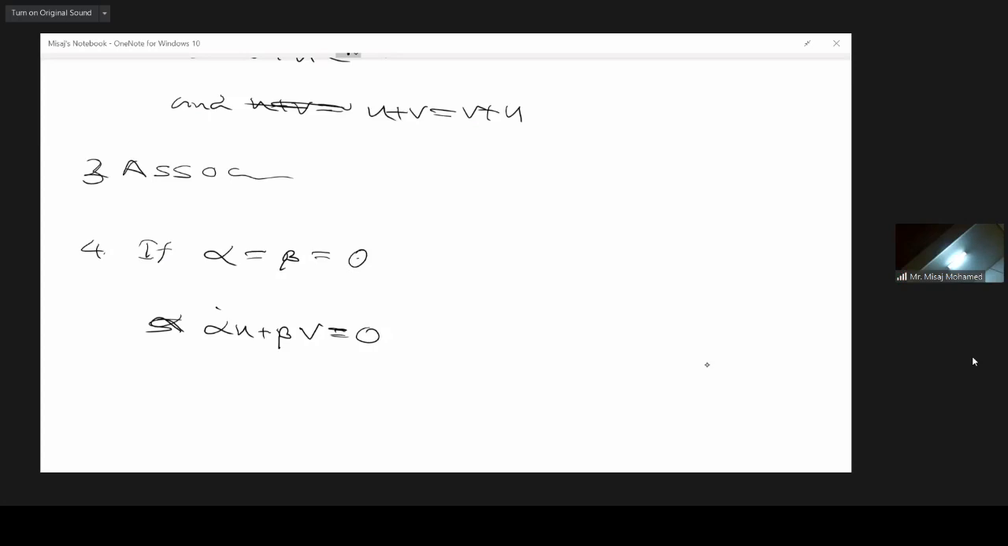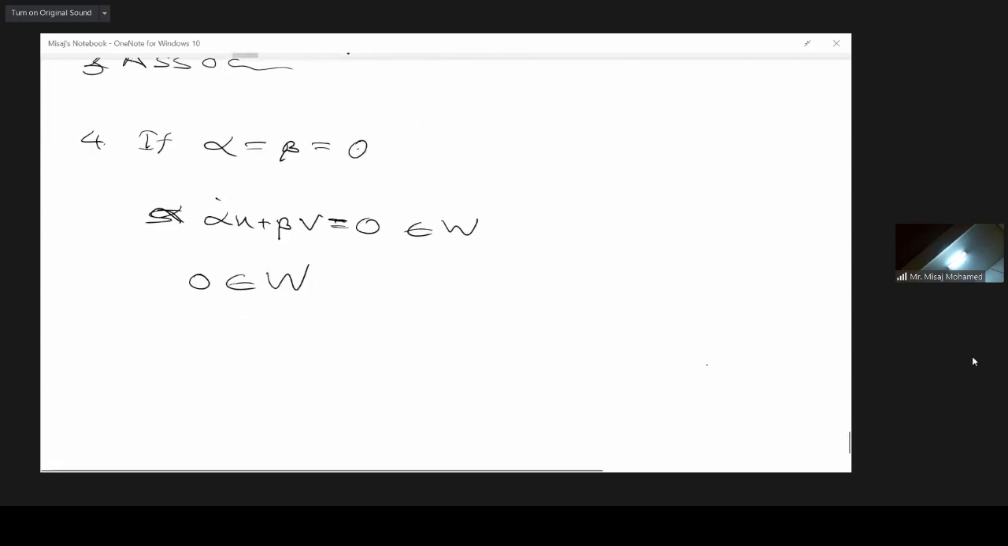But alpha U plus beta V, for any scalars, alpha U and beta V in W, is in W. Therefore, this is in W. Therefore, the 0 element is in W. The 0 vector is in W. Right?